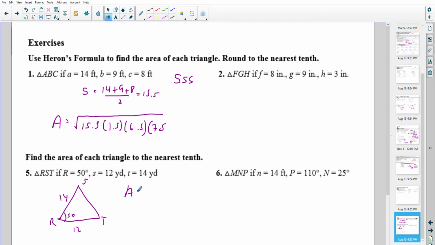Therefore, the area equals 1/2 the side times the other side times the sine of 50. And you would go ahead and approximate your answer and get yards squared. So two ways of finding the area of a triangle, one with Heron's formula given three sides, and the trig formula given a side angle side.